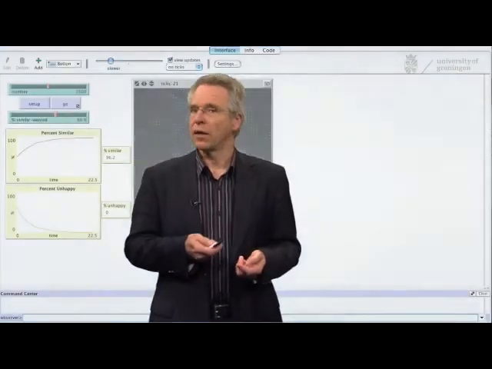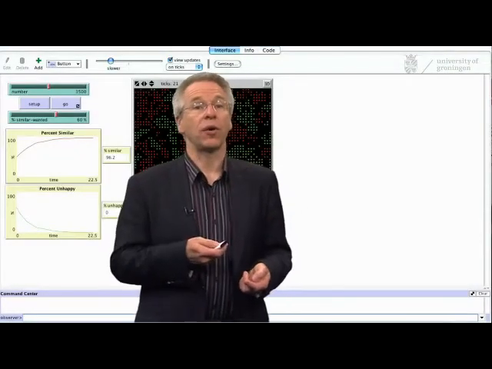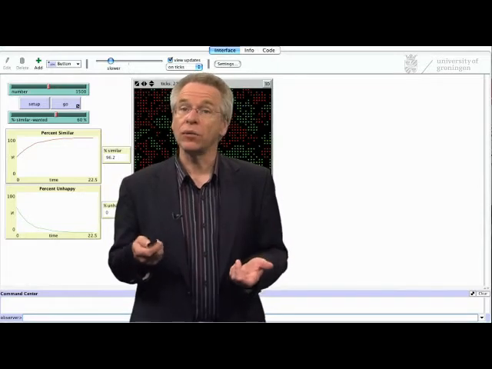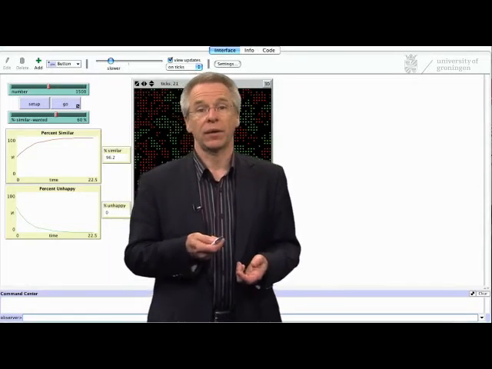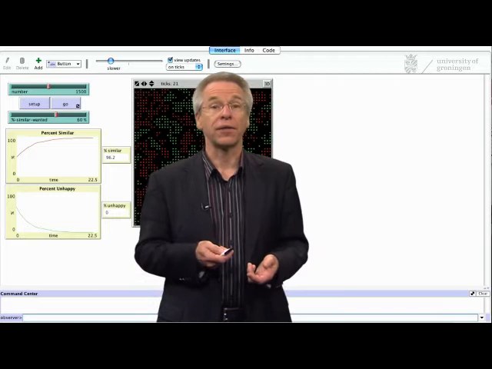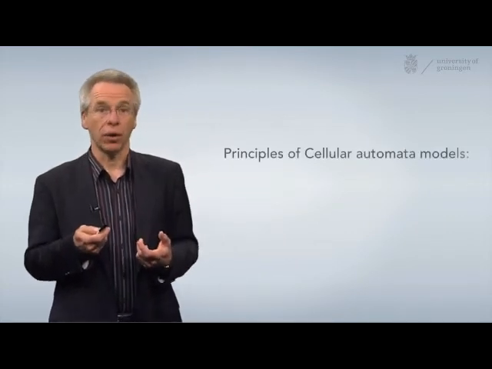In migration dynamics, the state that the agent changes is actually the location. That is, an agent may move to another place in the world depending on the current state of the neighborhood. In the lecture on agent-based models, you have already encountered a well-known example of a migration dynamic, Schelling's model of ethnic segregation. We have now seen the three most important principles of a cellular automaton model.